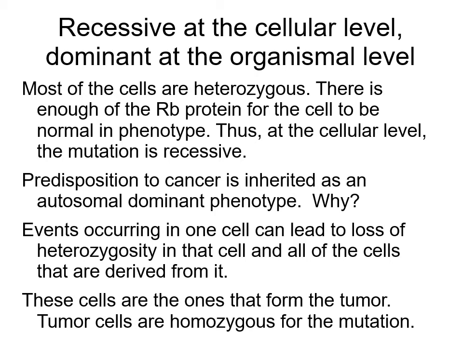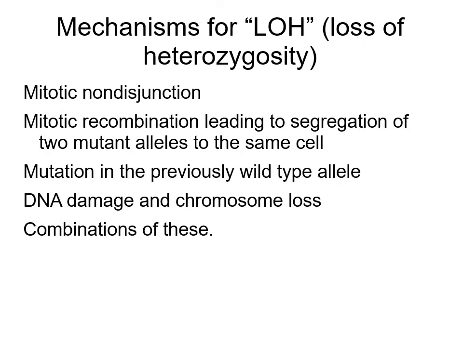Okay, recessive at the cellular level, dominant at the organismal level. Predisposition is inherited as a dominant trait. Events during life lead to loss of heterozygosity, and those are the cells that form the tumor. Okay, so mechanisms: mitotic nondisjunction, mitotic recombination, mutation of the previous wild-type allele, DNA damage, chromosome loss, and many other mechanisms can provide the means for a previously heterozygous gene to become homozygous.